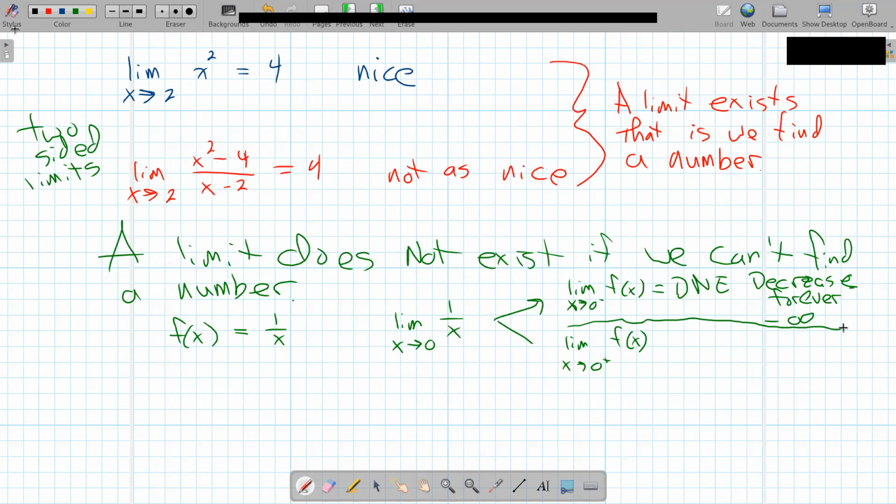And the idea of decreasing forever, we often call that negative infinity. Now with this other one down here, when we plug in positive numbers that are small, getting closer to zero, we find the y values increase. Now, again, it never hits a particular number. As we go closer and closer to zero, it keeps climbing and climbing. So this limit does not exist also, but more specifically, it doesn't exist because it increases forever. And our shortcut for saying increases forever is just positive infinity.